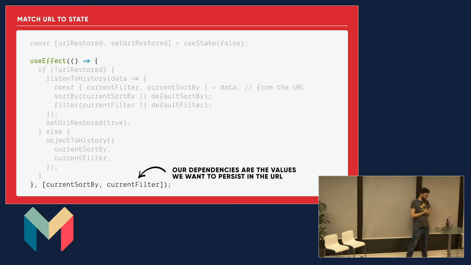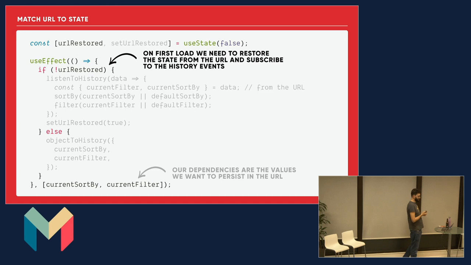And I started thinking, OK, I want this hook, this effect, to be synchronized with the change of those two values, because those are the values that I want to maintain in the URL. The first time this is triggered, I want to restore the value that is in the URL, because when I refresh the page, I want the URL to be the source of truth of the content of my page.